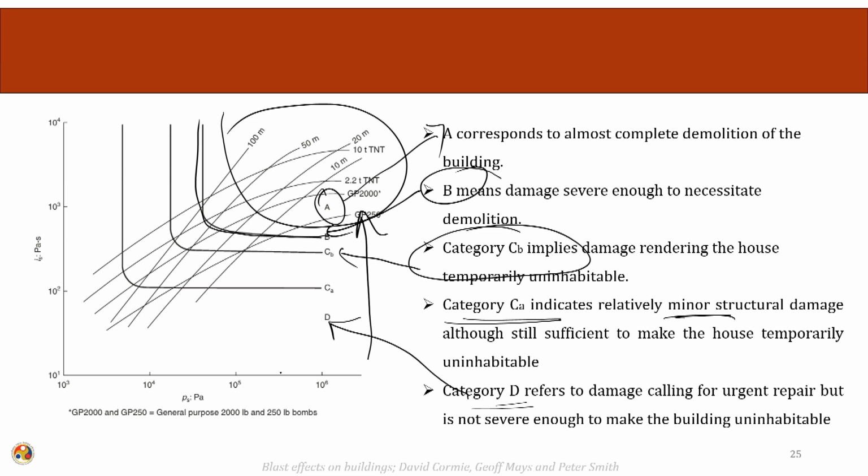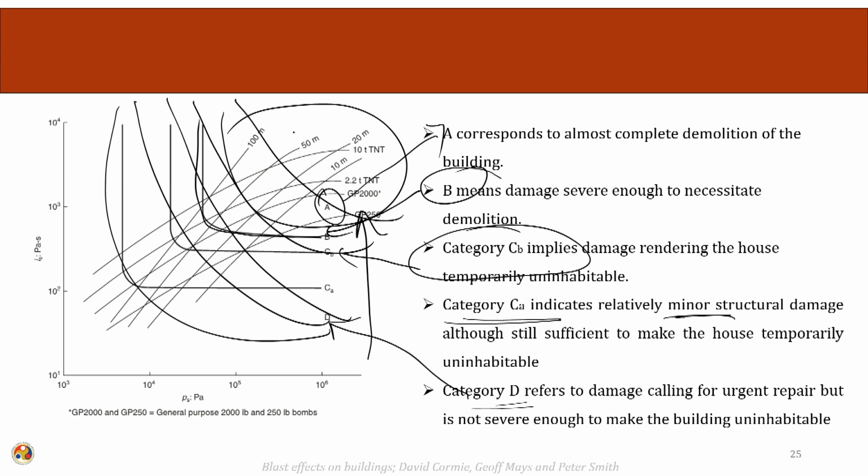From here to here, the pressure impulse increases. In this region the damage is more, in this region the damage is less. So, here the structure has collapsed and here it requires some significant rehabilitation.